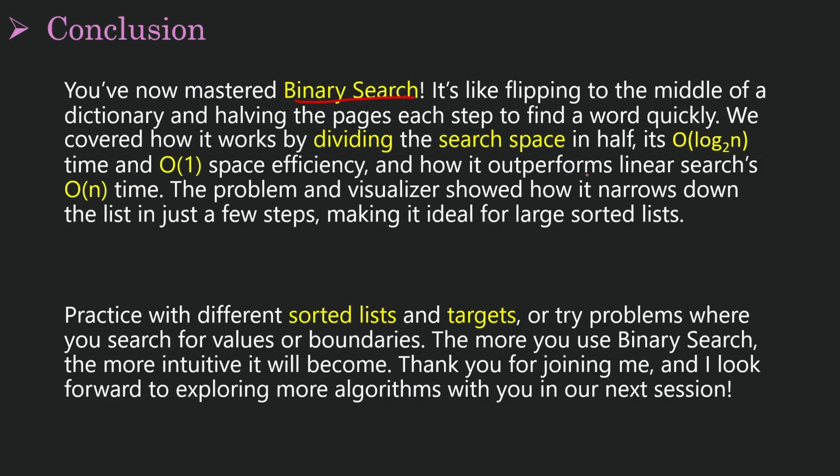Conclusion. You've now mastered binary search. It's like flipping to the middle of a dictionary and halving the pages each step to find a word quickly. We covered how it works by dividing the search space in half, its O of log base 2 of n time and O of 1 space efficiency, and how it outperforms linear search's O of n time.